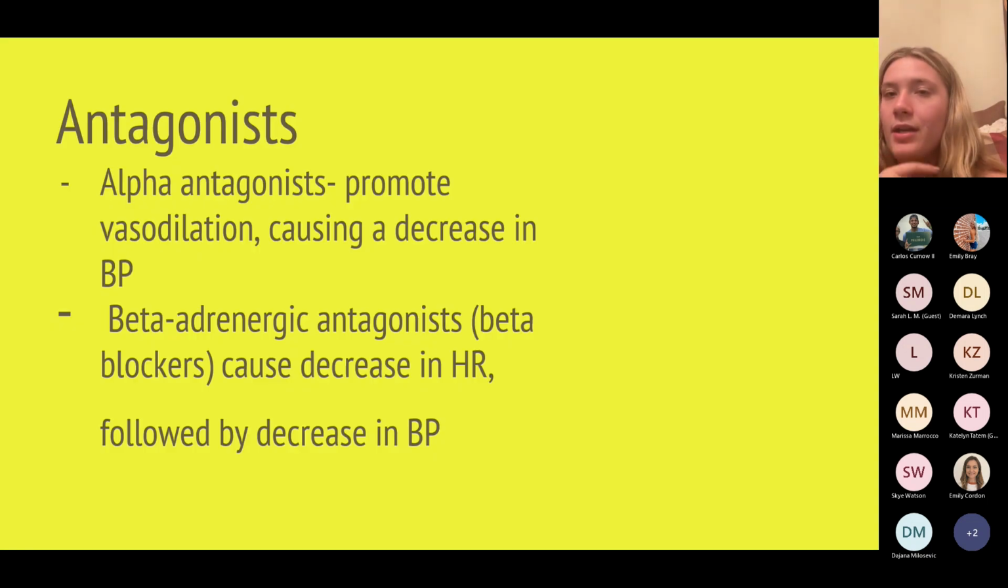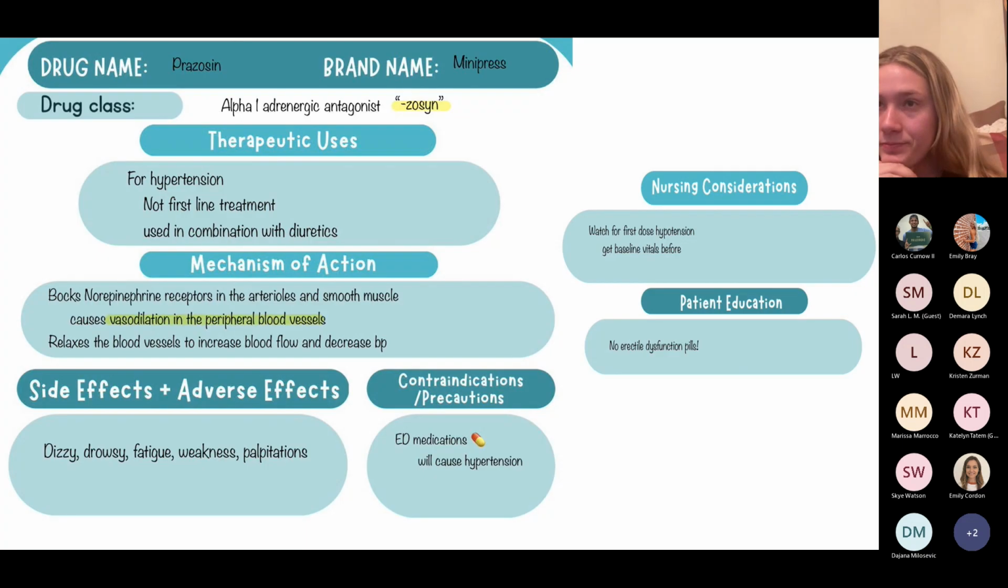Antagonists, on the other hand, kind of just think block. So if you have an alpha antagonist, this is going to promote vasodilation, resulting in a decrease in BP. Our beta antagonists, these cause a decrease in heart rate. With that decrease in heart rate, if my heart rate drops, my blood pressure also is going to drop. So just kind of think about that.